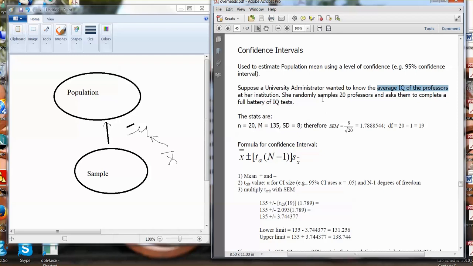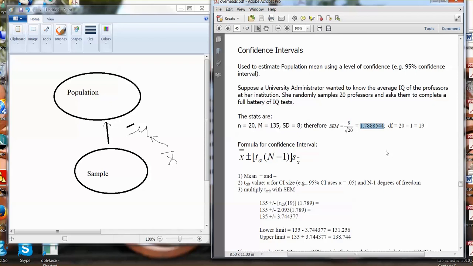Instead, she randomly samples 20 professors, and let's suppose that everybody that's asked completes the full battery of IQ tests. So she has a random sample with an N of 20, and let's say the mean IQ score is 135, with a standard deviation of 8. One thing we're going to need is the standard error of the mean. The standard deviation is 8, we divide by the square root of N, or 20, and this is our standard error of the mean.